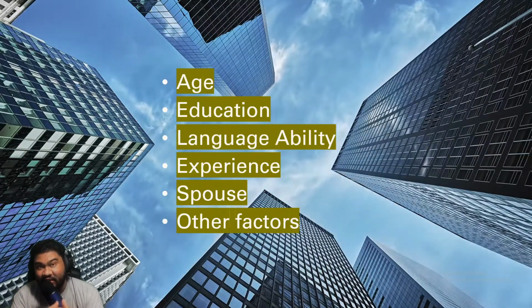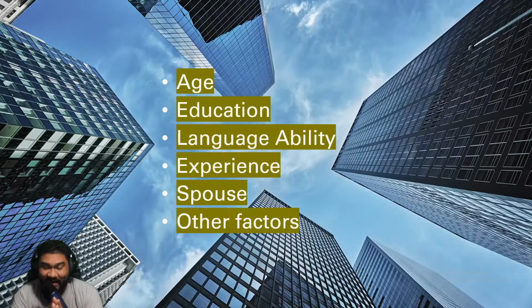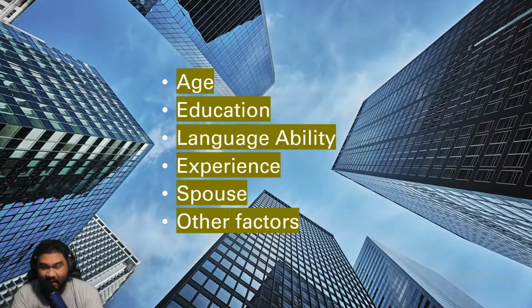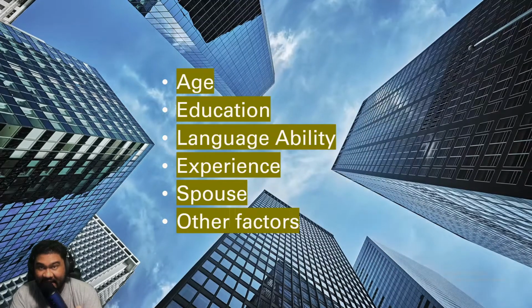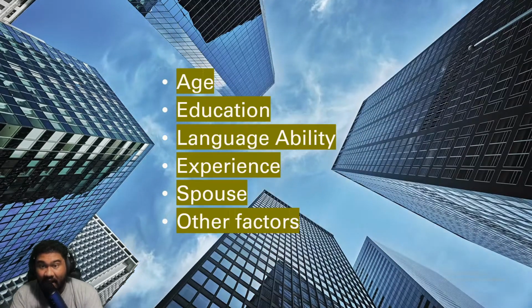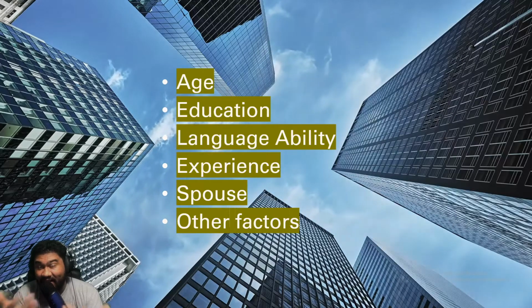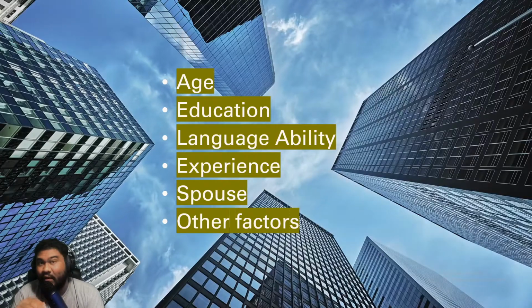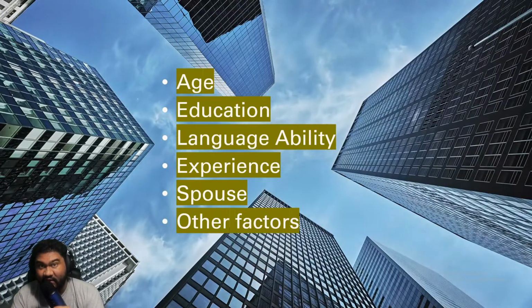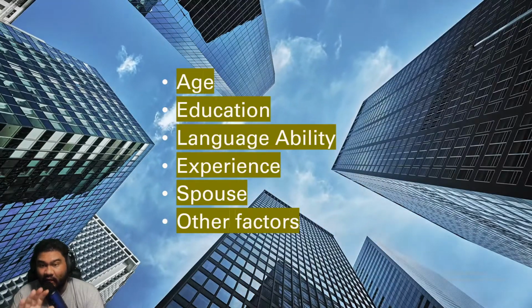After 29, each year you will be losing 5 points. As an example, a person might get 110 for age if he is between 18 and 29. And if they are 30, they might get only 105. So there's a reduction going after the age of 30. Each year you will be losing 5 points.